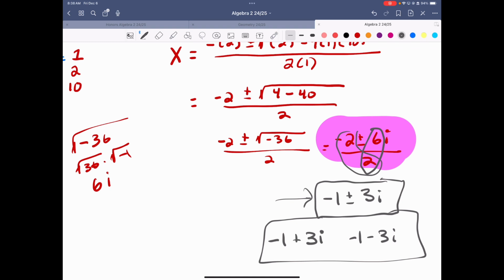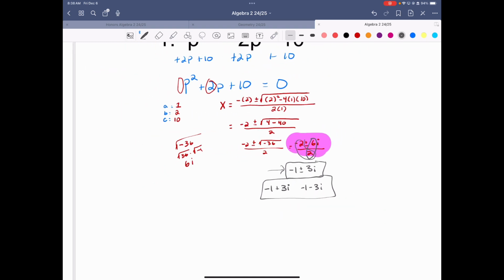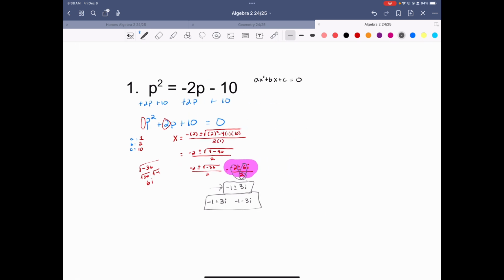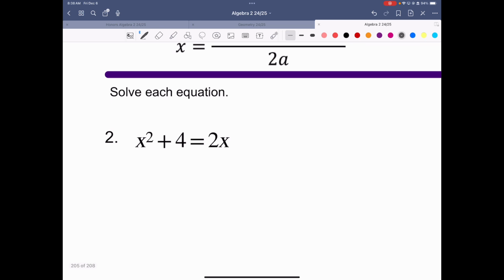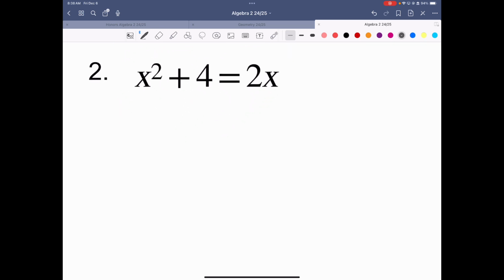So we've got that i that's going to be thrown into the mix today that we've got to be able to deal with. That's the only difference from what we were doing the other day. And sometimes it's going to show up, sometimes it might not show up. Okay? So here's our second one. x squared plus 4 equals 2x. Why don't you go ahead and put it in standard form, and then write the equation itself and then stop, and we'll simplify this one together.